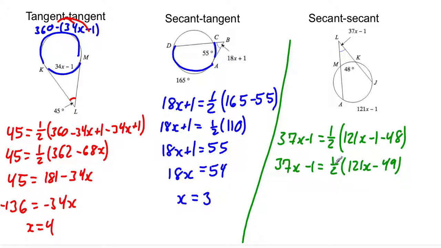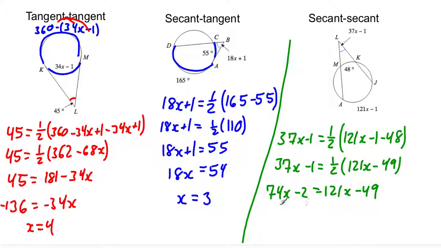Now, unlike the problem over here with the two tangents in red, I was able to distribute in this 1/2 because they're both even. If I do that here, there's nothing wrong with it, but then I'll just get fractions or decimals, which can add some stress to the situation. So instead what I'm going to do is multiply both sides by 2. And so over here, when I multiply by 2, I get 74x minus 2 is equal to 121x minus 49.